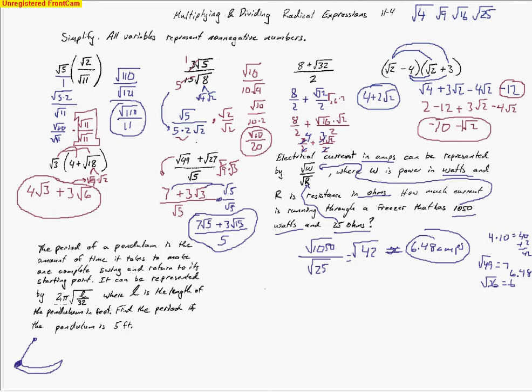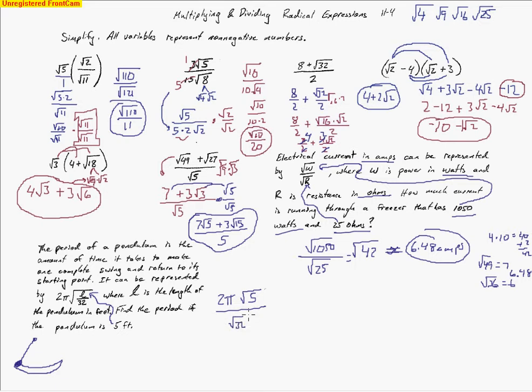And so the period, which is the time it takes for it to do this, can be represented by this formula, where L is the length of the pendulum in feet. Here it says find the period, which is the time it takes to do this, if the pendulum is 5 feet long. Well, that's what we're going to do, put that 5 right in for that L there. So I got 2 pi times the square root of 5 over the square root of 32.